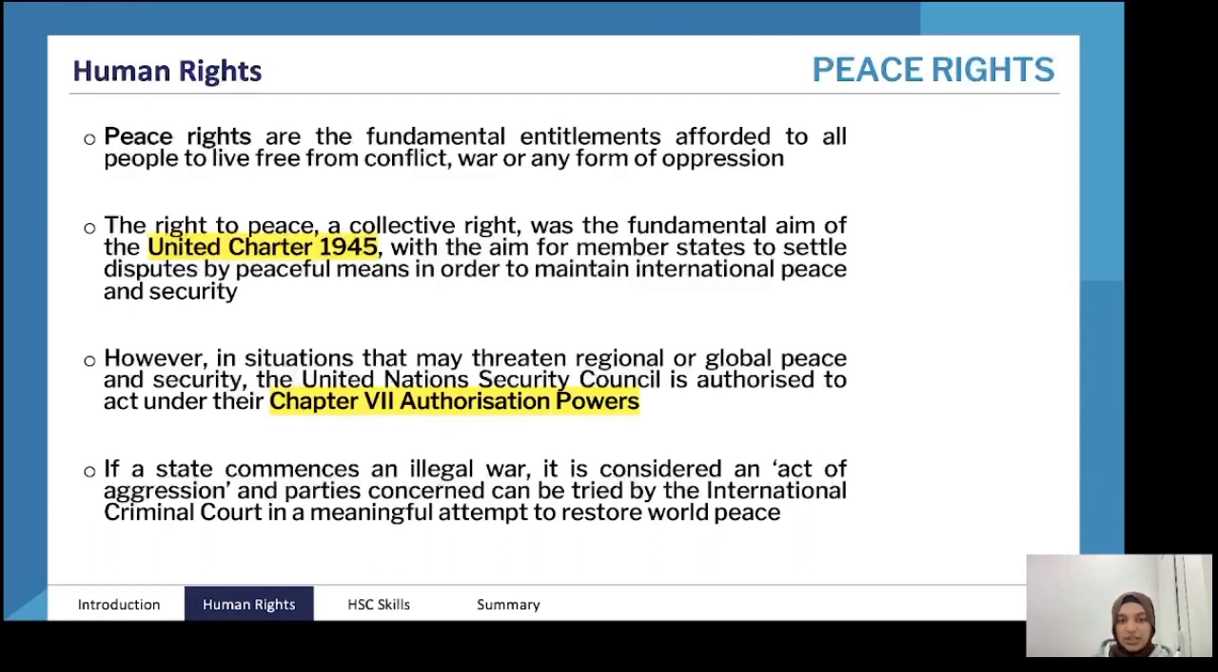However, in situations that may threaten regional and global peace, the United Nations Security Council is authorized to act under its authorization powers as well. If a state commences an illegal war, it is considered an act of aggression, and parties concerned can be tried in the ICC, or the International Criminal Court, in an attempt to restore world peace, because we know that state sovereignty exists, so this is done also to combat state sovereignty.